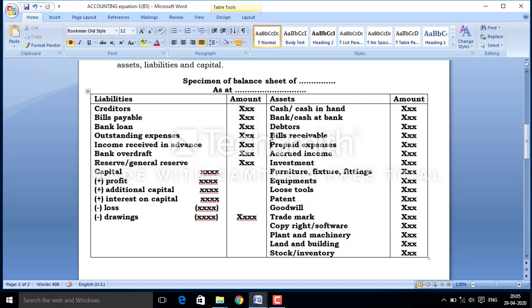Next is prepaid expense. It means we are paying the expenses in advance. Suppose that any worker is working in my industry or in my business, and we are paying the amount of wages in advance, it is a kind of prepaid expense. Now we are entitled to get our work done from that particular worker to whom we have paid the amount in advance. So prepaid expense is a kind of asset.